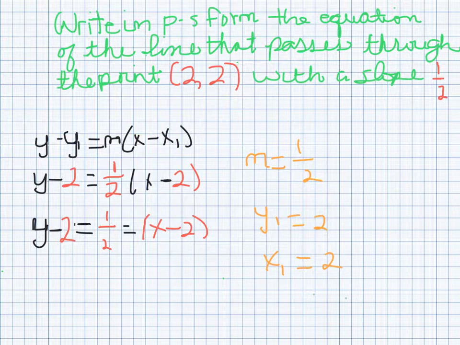Okay, sorry, I had a strange equal sign right there, so I just whited that out. I don't know where that came from. So it's y minus 2 equals 1/2 times x minus 2, and we were given all the data up here, so the slope was 1 over 2, y1 was 2, and x1 was 2. Nothing difficult there.